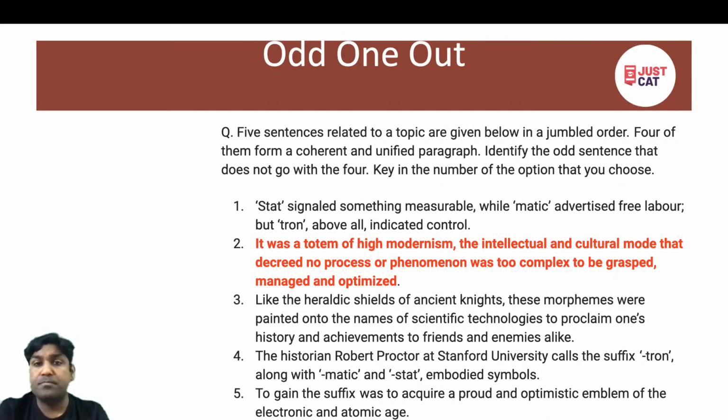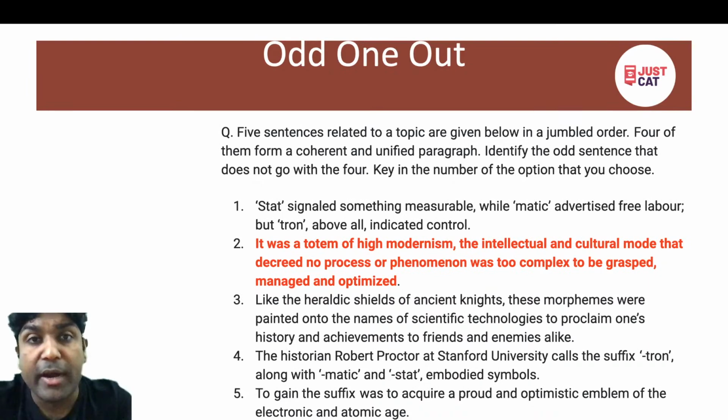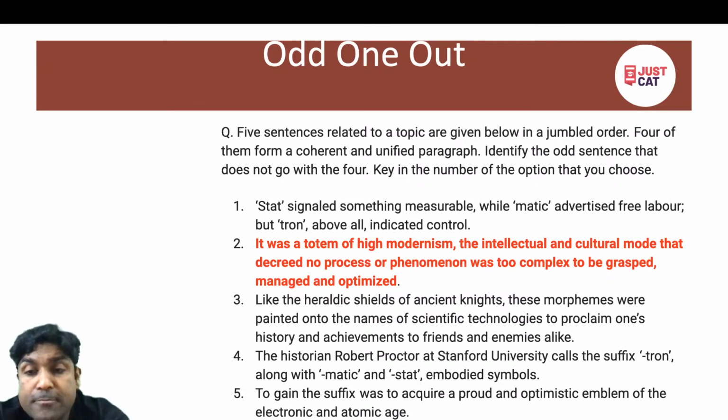Also, if you look at why two is not relevant here, for one, we are talking about modernism here, and here we are talking about an ancient age, about a time when this used to happen, as the historian says. So we're talking about history, not modernism. The second point is how to explain that two is the odd one out.